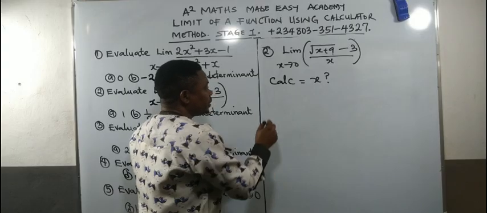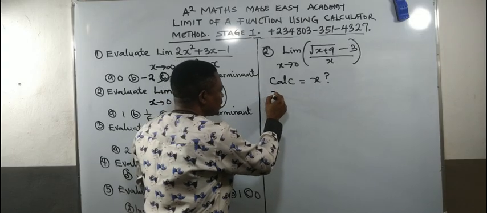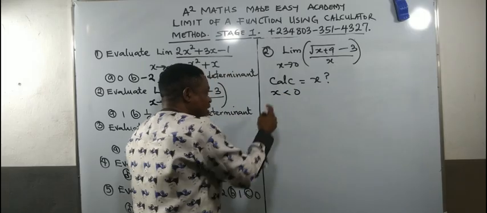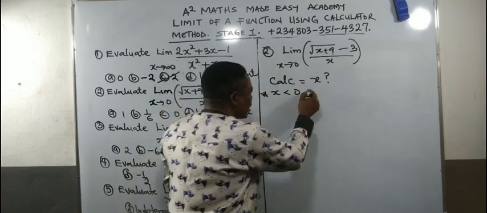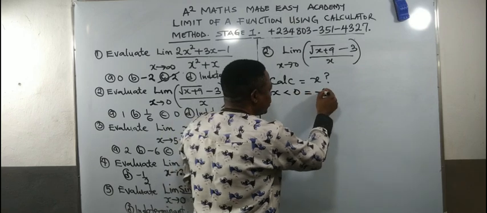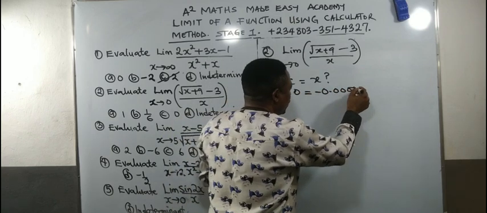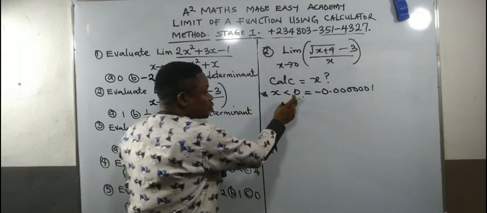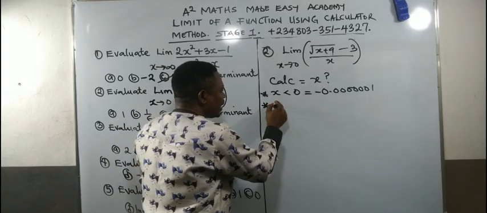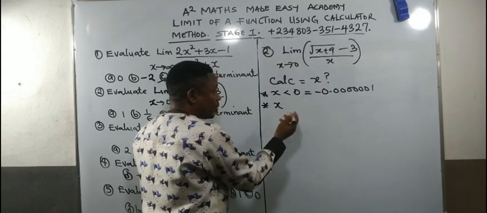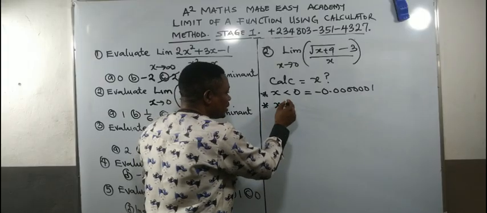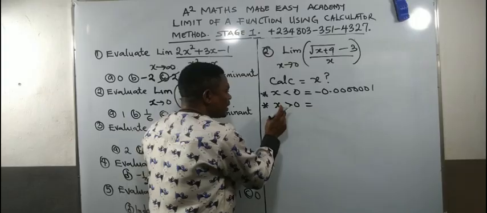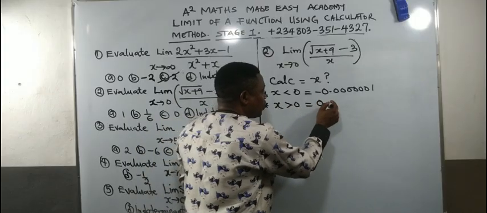Are you with me now? Then choose values where x is less than 0, close to 0, but less than 0. Let's try a value. I can say minus 0.00001. Are you with me now? It is close to 0. Then you now choose again. If you want to try, any one you can choose: a value where x is greater than 0 and very close. Any value that is greater than 0 and very close is what?